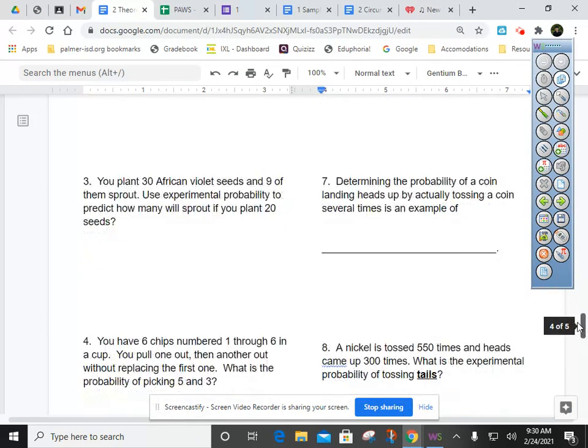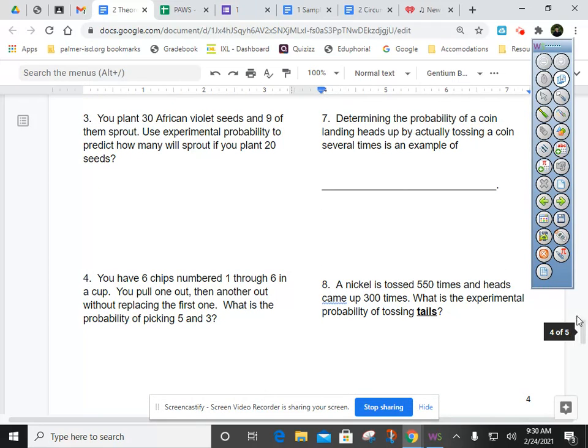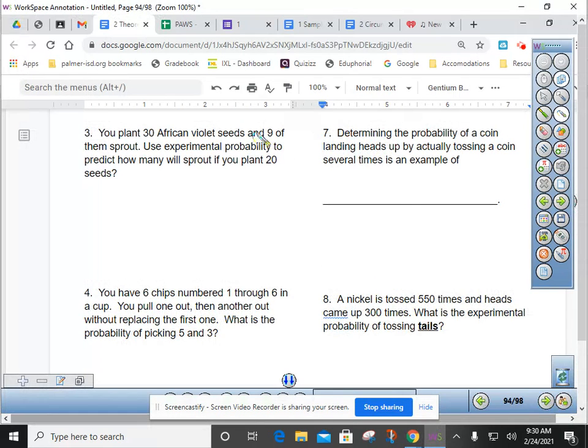Look at number 3. You plant 30 African violet seeds and 9 of them sprout. Use experimental probability to predict how many will sprout if you plant 20 seeds. Well, 9 out of how many sprouted? 30. If 9 out of 30 sprouted, the question is how many out of 20? Where does the 20 go? Bottom. Do you know how to solve that? Yes, ma'am.